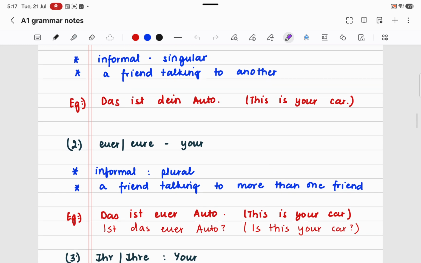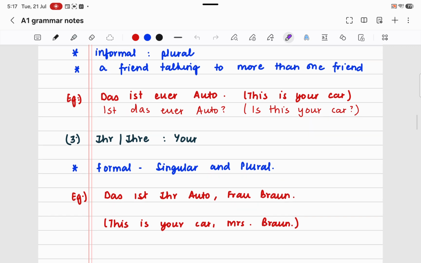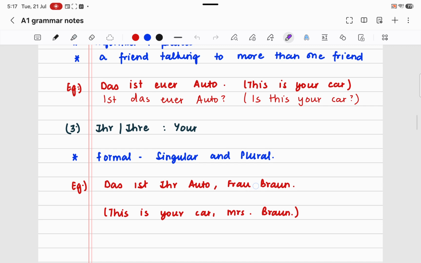Euer and eure is again your. It is for informal, but this time we use it for plural cases: a friend talking to more than one person in an informal setup. So we have two examples: das ist euer Auto, this is your car, or as a question, ist das euer Auto? Next is Ihr and Ihre, with a capital I, which is your. This is formal, singular and plural.